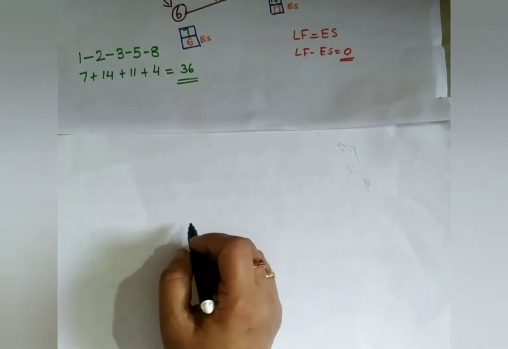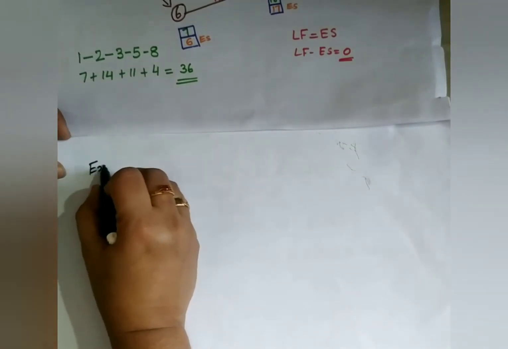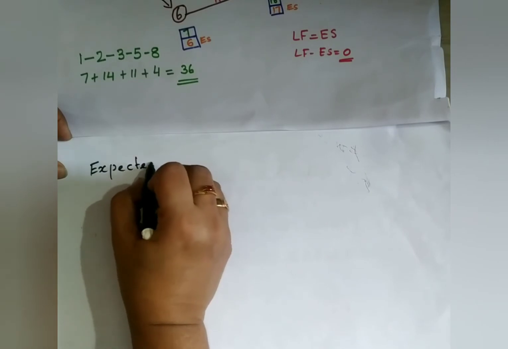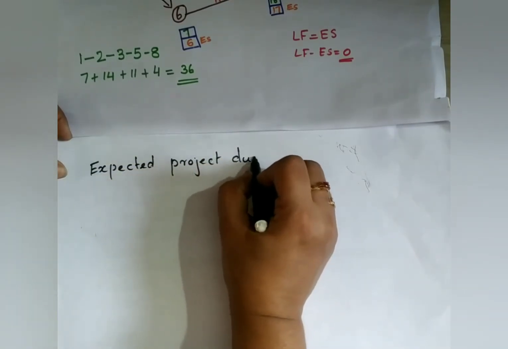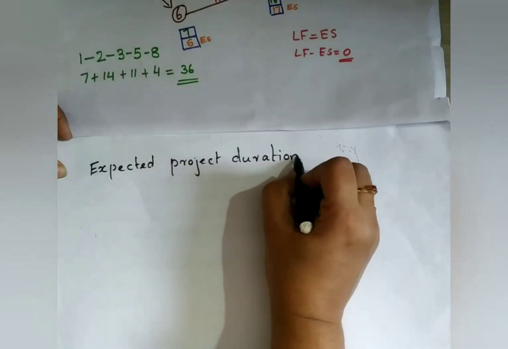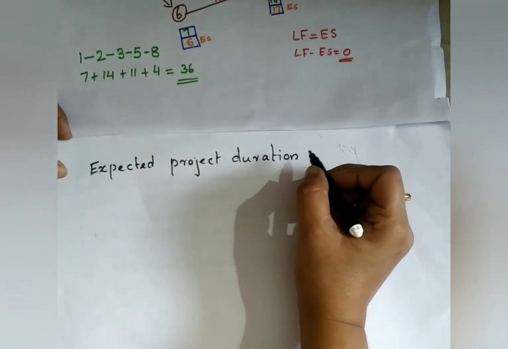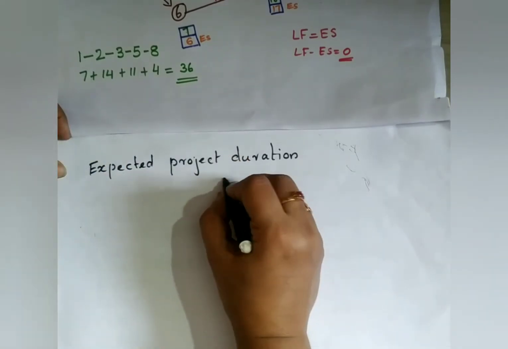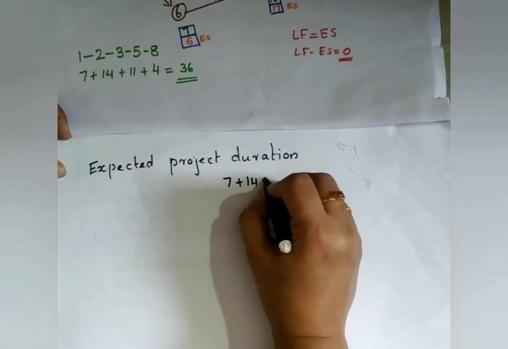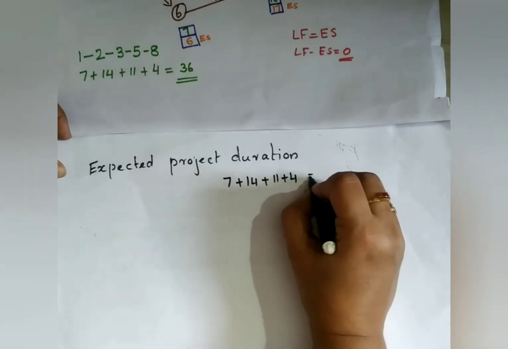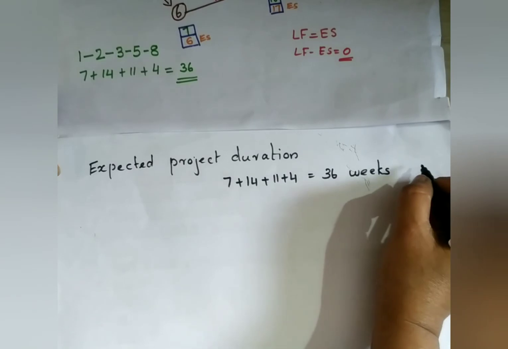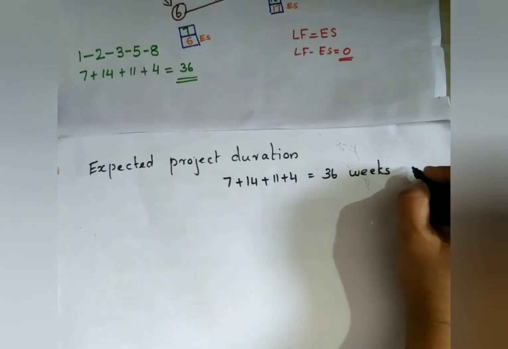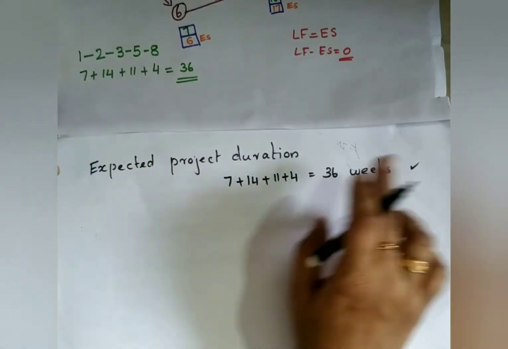So now in this new sheet I will start to write. First I will write expected project duration. Okay, what is the expected project duration? That is my critical path. So 7 plus 14 plus 11 plus 4 is 36. In the question they are given in weeks, so that's why I am writing it in weeks. Okay, fine. So first we got expected project duration.